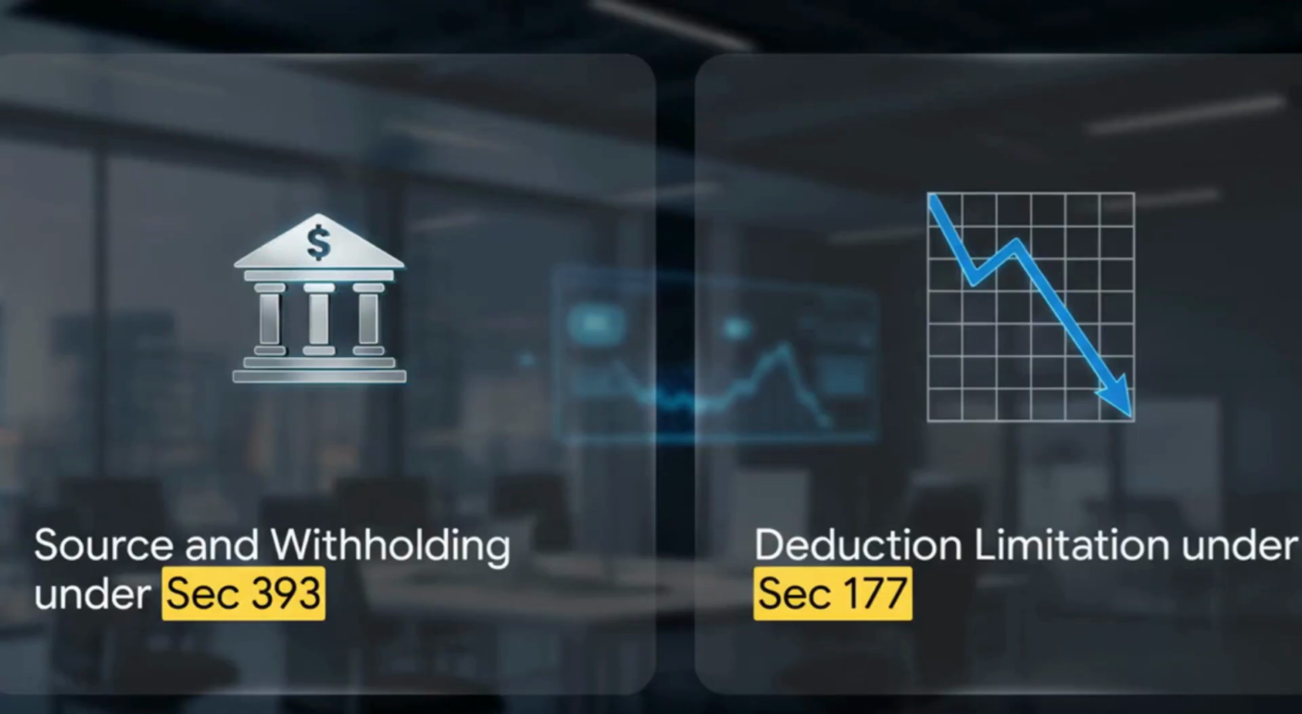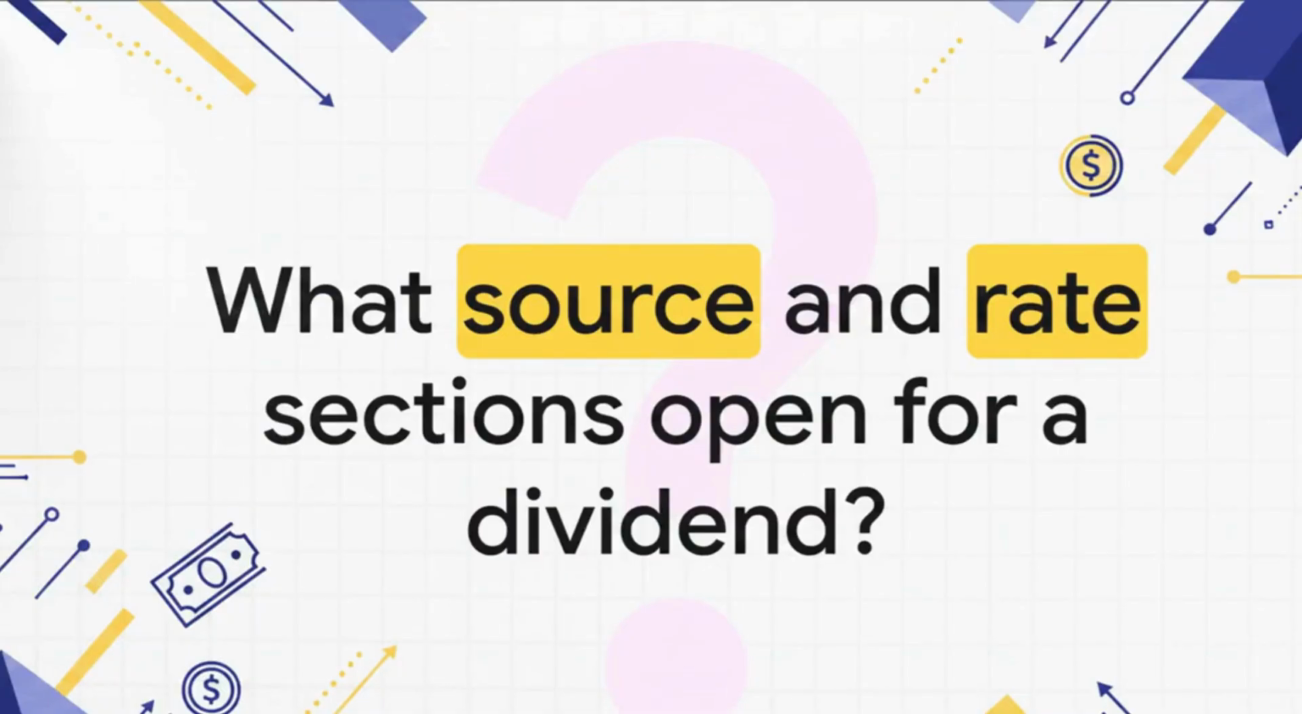Keep them separate. Thin cap is strictly a borrower limitation. It never replaces your lender-side withholding analysis. Now, shifting to planned profit returns. When a non-resident shareholder gets a dividend, what source and rate sections open?